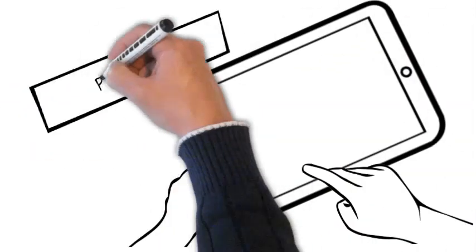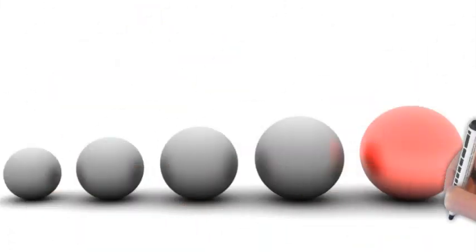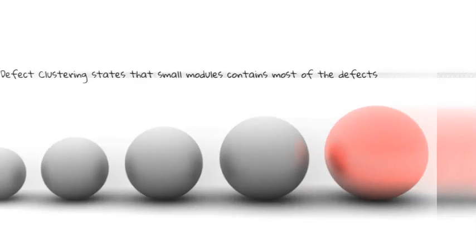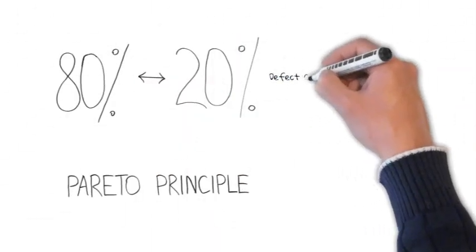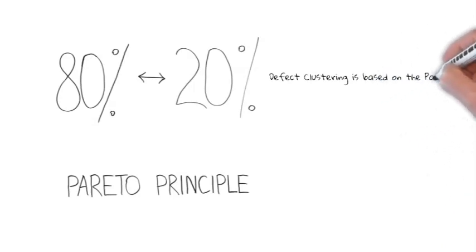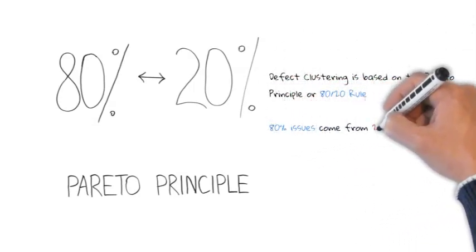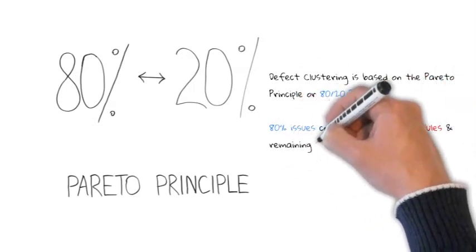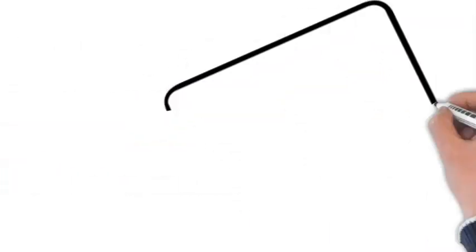The next is the principle of defect clustering. It states that small modules contain maximum defects, thereby following the 80-20 rule or the Pareto principle. According to the principle, 80% of issues come from 20% of modules and the remaining 20% of issues come from 80% of the modules. Fix the 20% to fix the maximum defects.